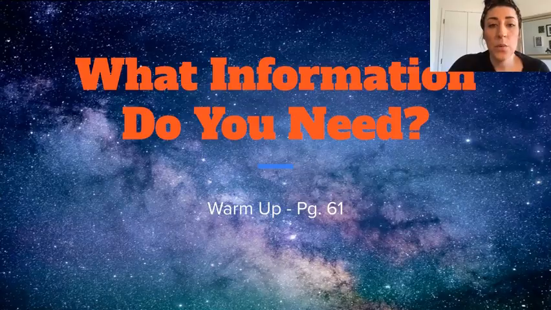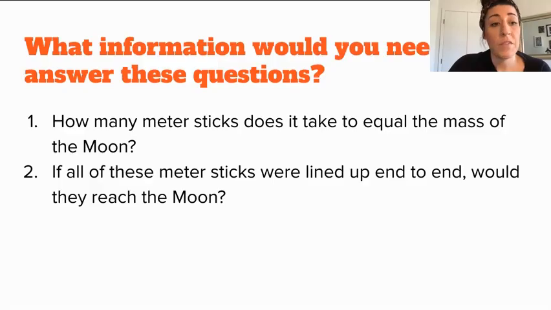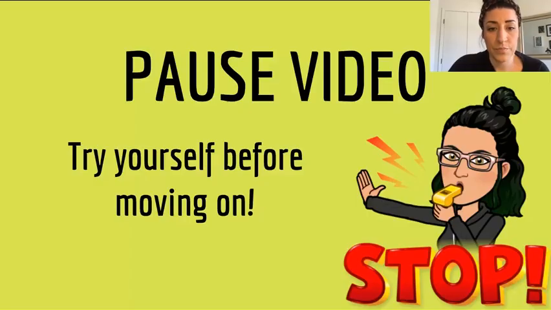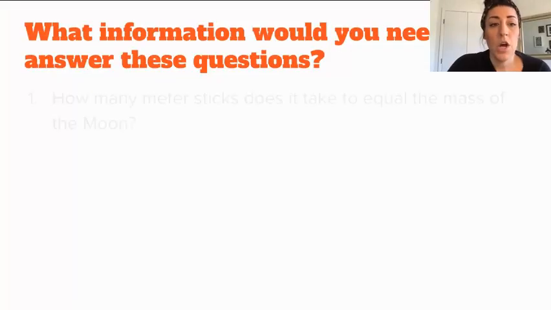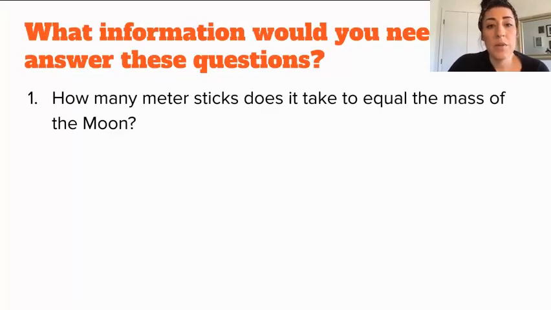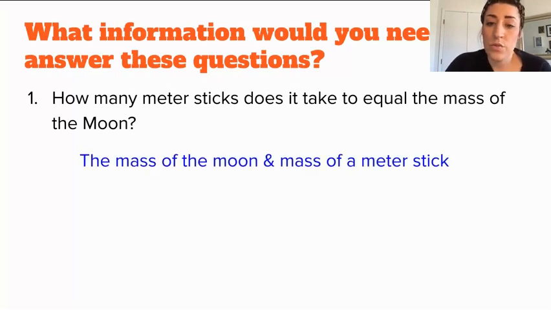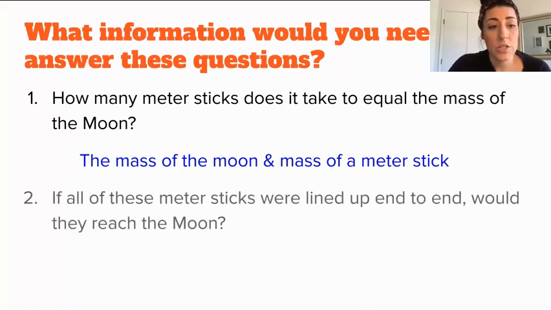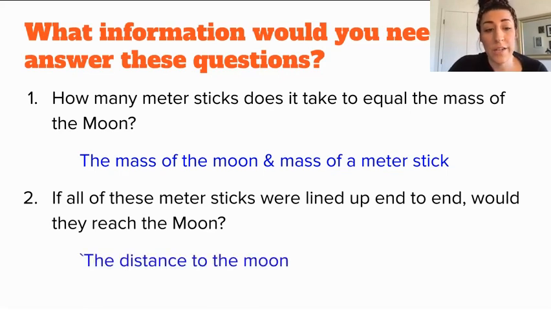We start off with the warm-up, what information do you need? You're given two questions. Pause here and think about what information is needed in order to answer these questions. Question 1 asks how many meter sticks it takes to equal the mass of the moon. You would need to know the mass of the moon and the mass of a meter stick in order to answer this question. Question 2 says if all of these meter sticks were lined up end to end, would they reach the moon? You would have to know the distance to the moon in order to answer that question.